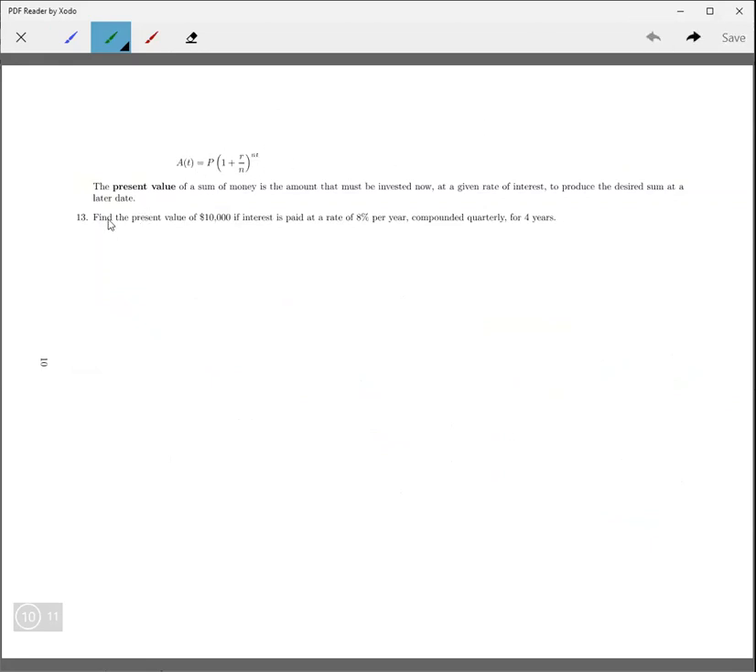And the problem says, find the present value of $10,000 if interest is paid at a rate of 8% per year, compounded quarterly for 4 years. What they're telling you here is that this $10,000 corresponds to your A of t. It corresponds to this part of the equation. So we look at this equation here. This 10,000 is going to go in for that.